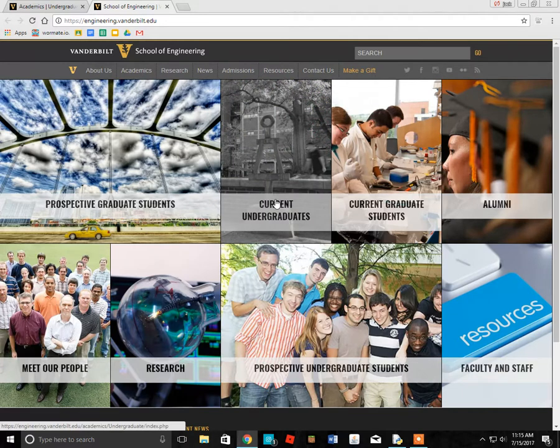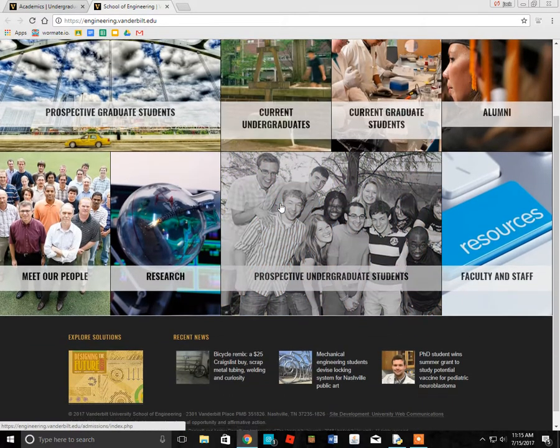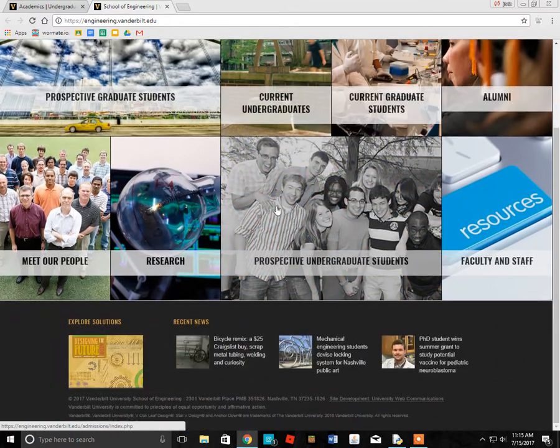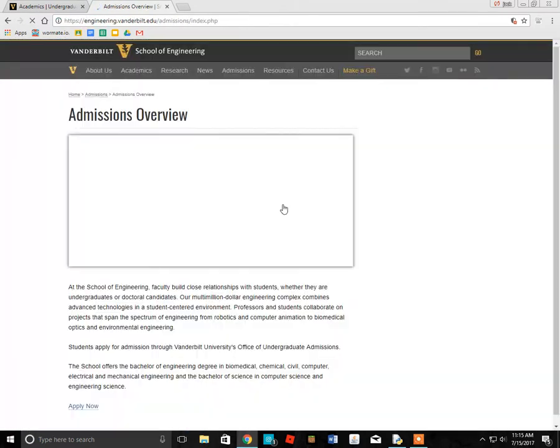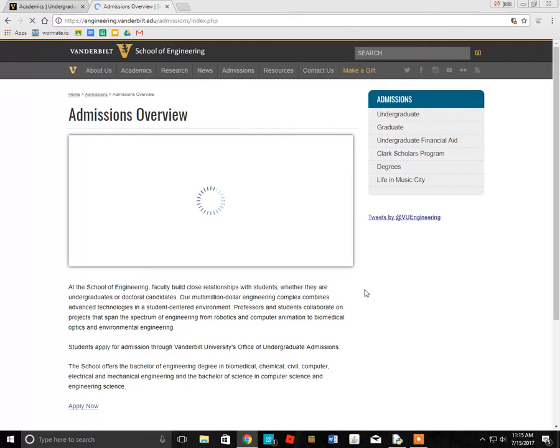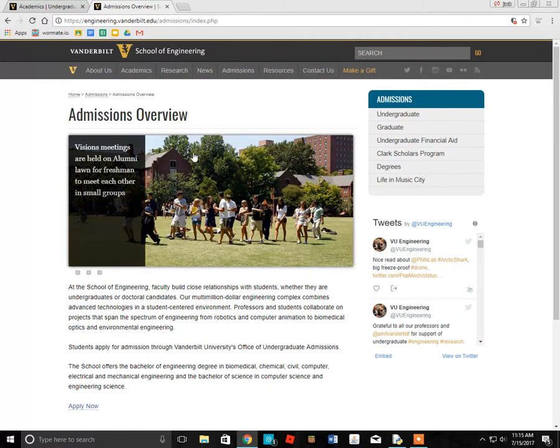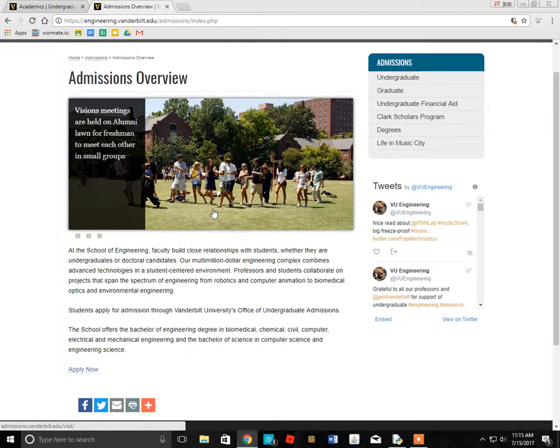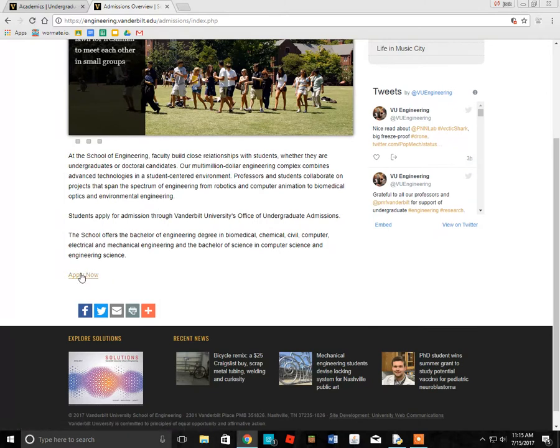And we're going to look at current undergraduates. Let's see, current graduate students. We'll go with prospective undergraduate students. This is where Vanderbilt summarizes what their engineering department has to offer. And then, of course, they have a link to apply.